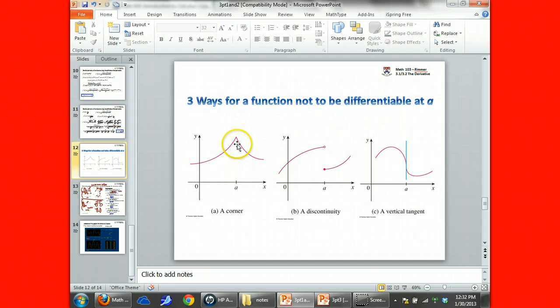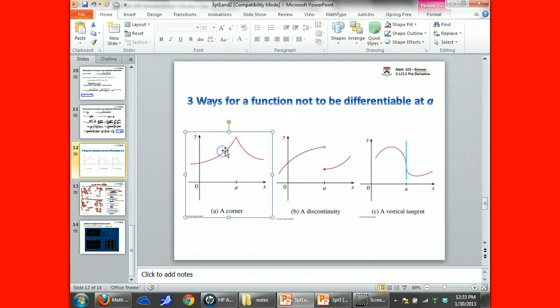And so we focus on sharp points. These are called cusps or corners. Any place where your function is discontinuous, you can't have a derivative. And then finally, if you have a tangent line that's basically vertical, then you don't have a derivative there. And so this is the very end of last class.